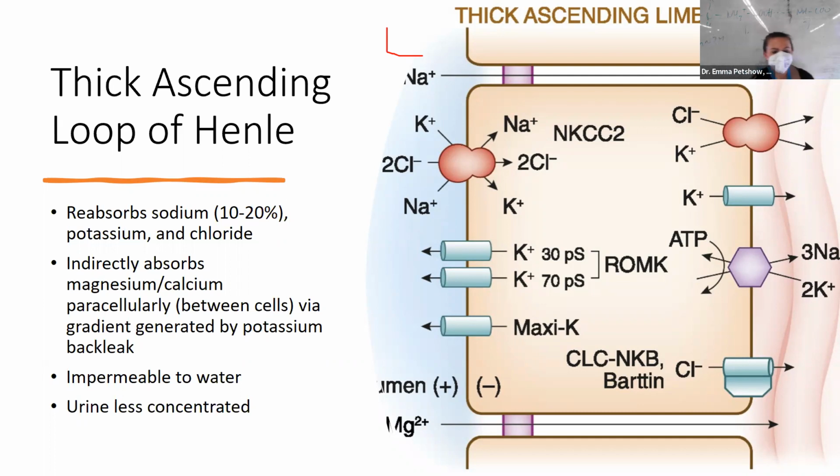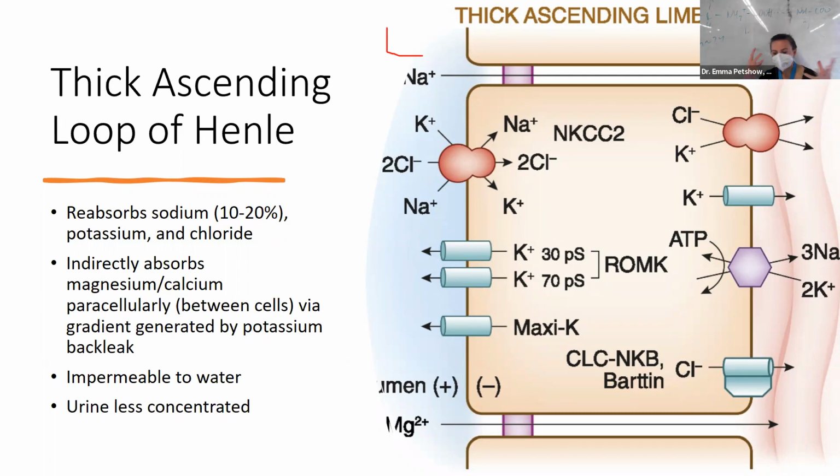There is indirect absorption of magnesium and calcium, but those little ones go between the cells. That's why it's called paracellular. So you can see magnesium down here, and you can put calcium with it. They're going to absorb in between the cells, so they're not going directly through the cell. They're not going directly through a transporter. That's via the gradient generated by our leaky potassium. So there is an electrochemical gradient, and it pulls some magnesium and calcium through.